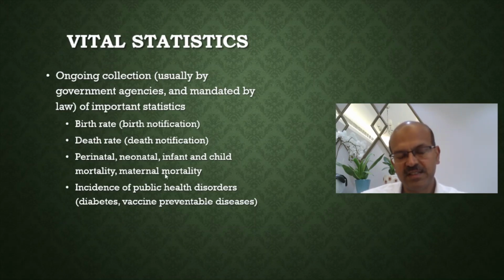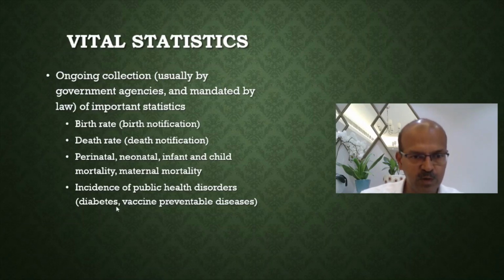So these have definitions which I'm not going to go into in detail, but I would refer that you review and be familiar. Mostly the community medicine textbooks would give you all the information you need. And we also need to have an idea of incidence of the public health disorders, including diabetes and vaccine preventable diseases.